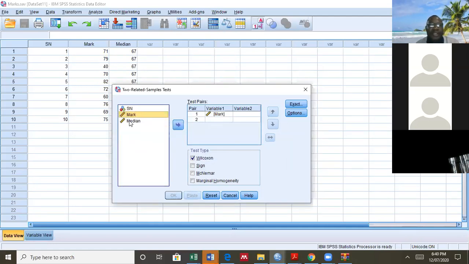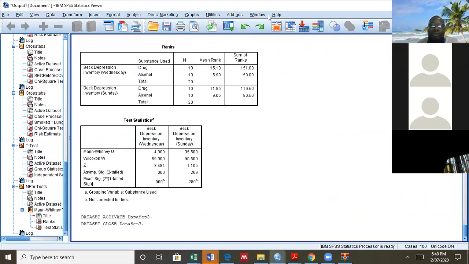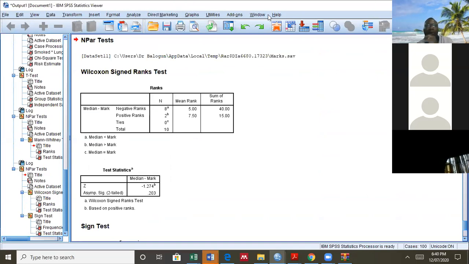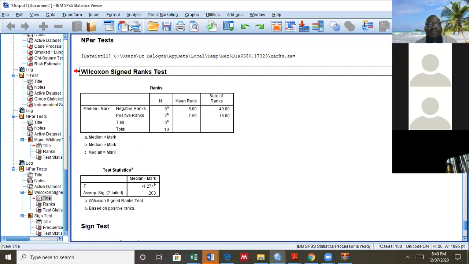Yeah, move the median there. Now click on sign. Just put both of them. Click on sign also. Yeah, click OK. Oh wait, you can go to options. Go to options. Okay, you have clicked it. Doesn't matter. Scroll down also, you will see.